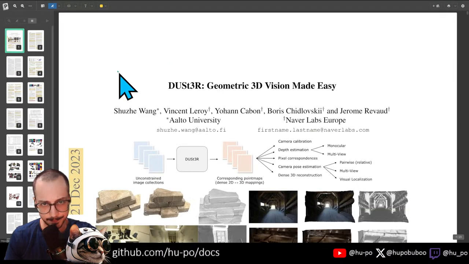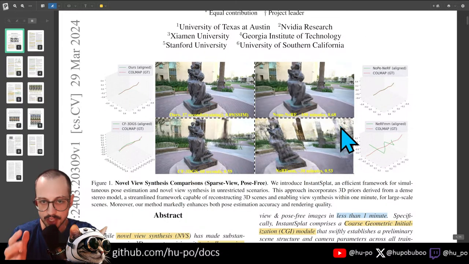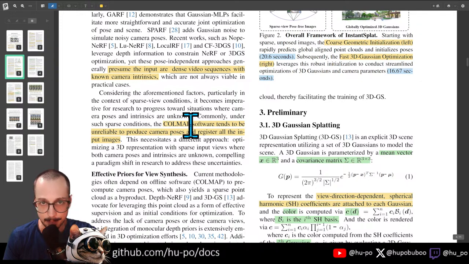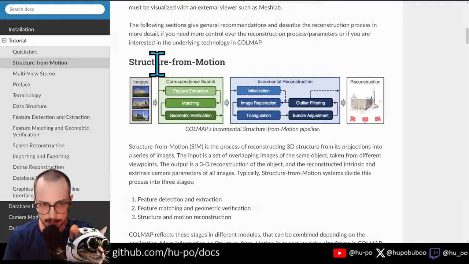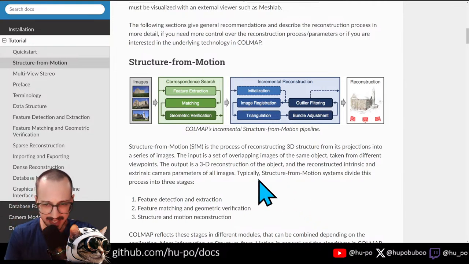Here's the paper, DUSt3R. InstantSplat is effectively just a Gaussian splatting paper where they get rid of the initialization that is usually done with COLMAP. COLMAP is a structure from motion pipeline that is the result of decades of computer vision research and is a little bit over-engineered. It's composed of all these different types of modules, which means you have accumulating error over the course of this pipeline. It's also very complicated, very difficult to understand.